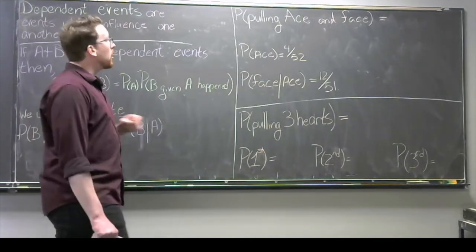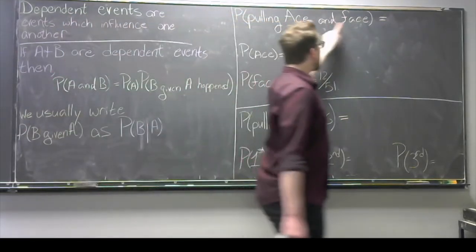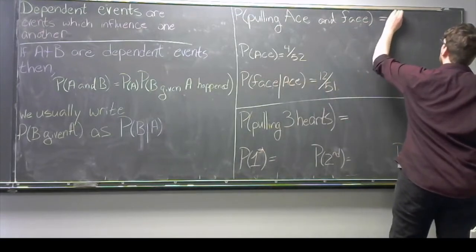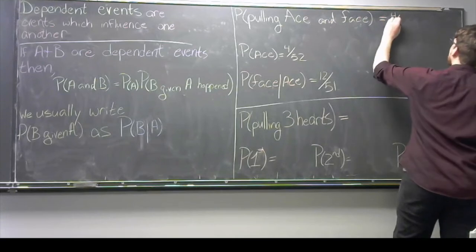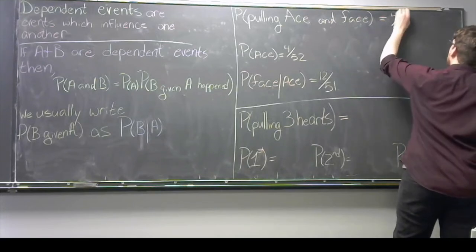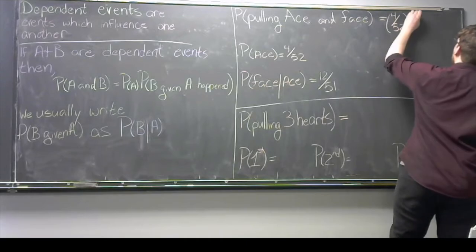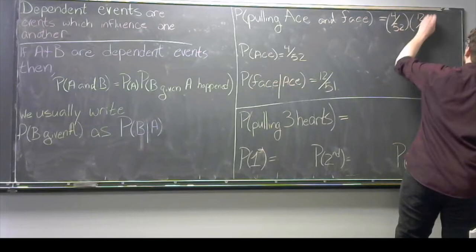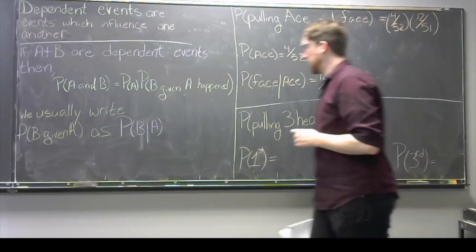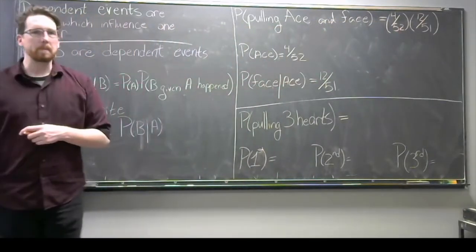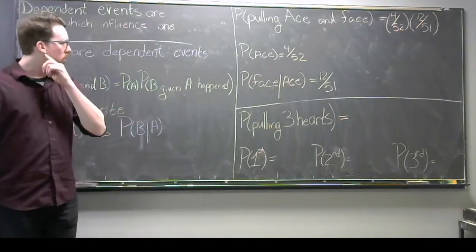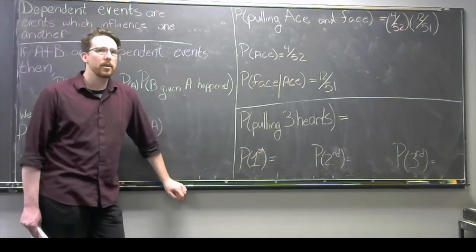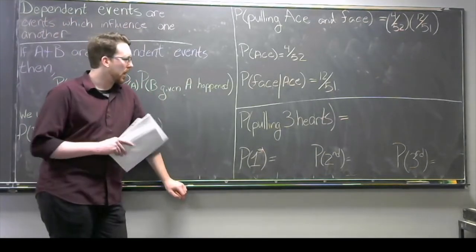So the probability of pulling an ace and a face is going to be 4 over 52 times 12 over 51. So that seems pretty straightforward. What about pulling 3 hearts? How would this problem work out?